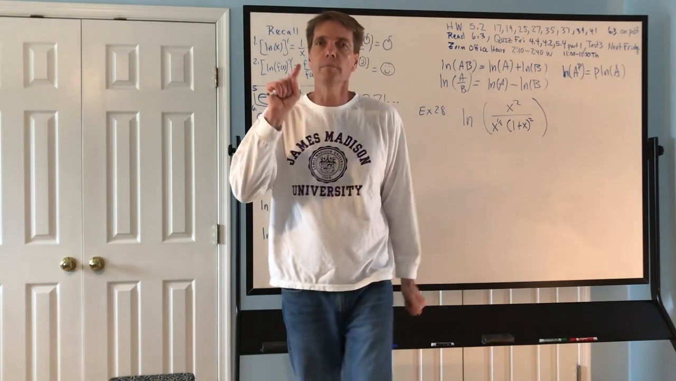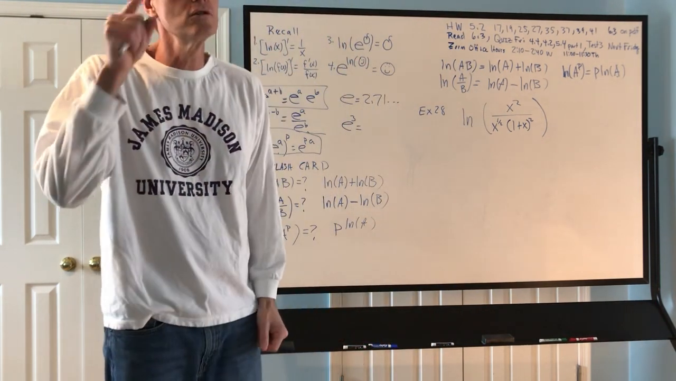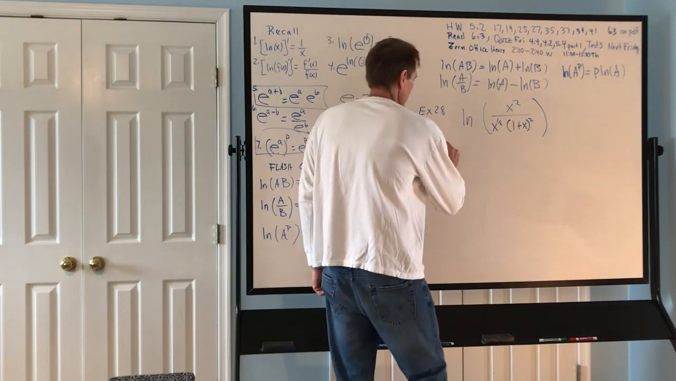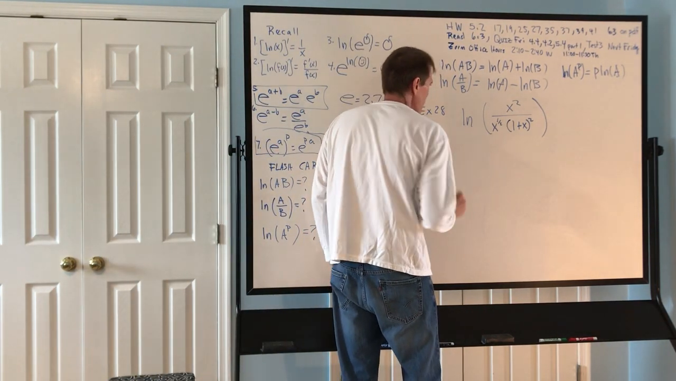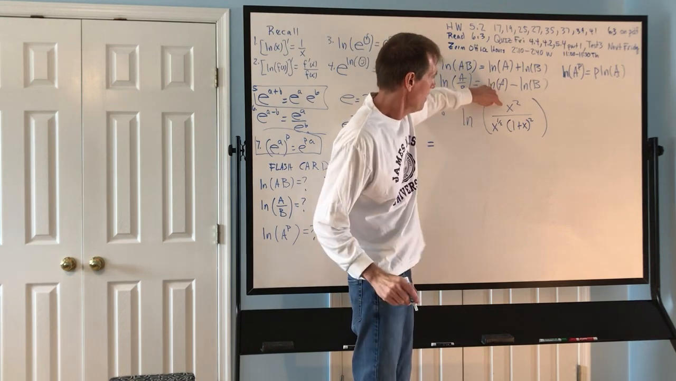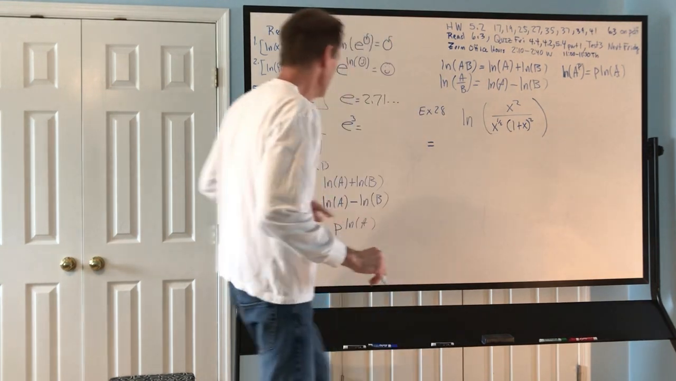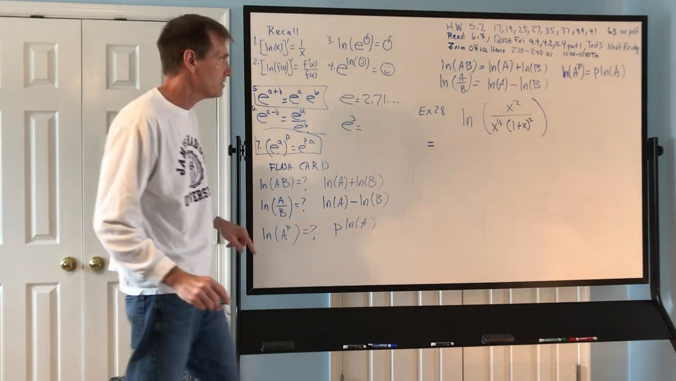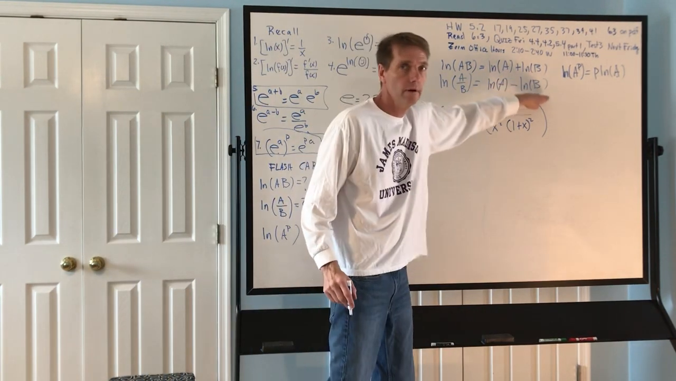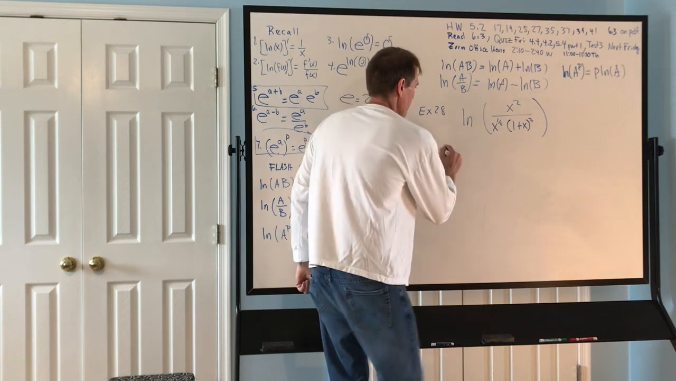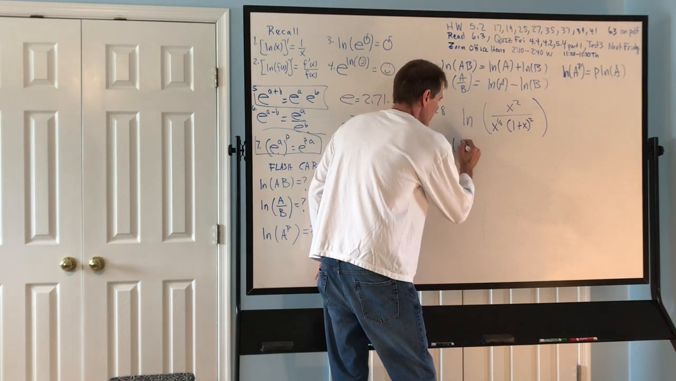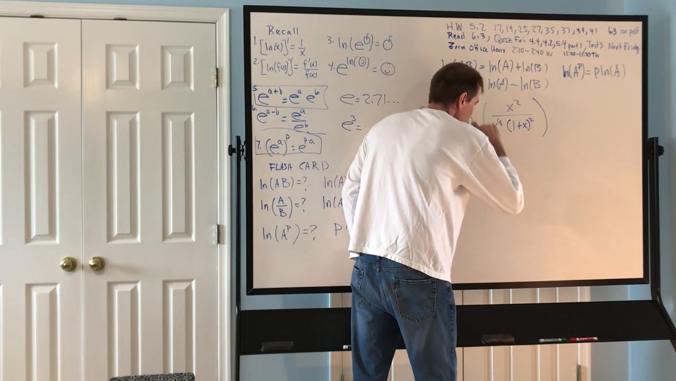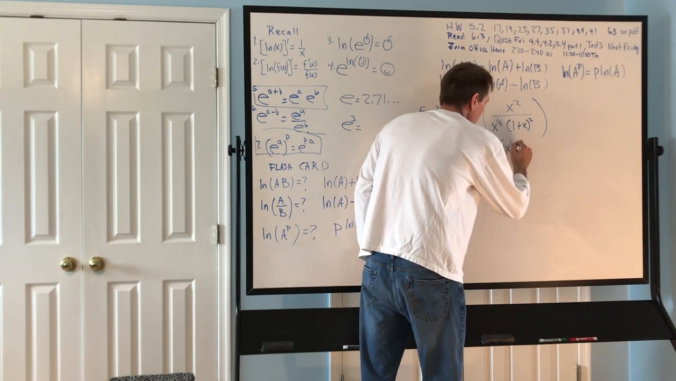And I want to show you that because it's natural log, we can use these properties to make this a lot simpler. Now, the first thing I'm going to do is I'm going to use the fact I've got this over this, and I'm going to use this property. The natural log of a over b, so this would be like my a, and this would be like my b, is the natural log of x squared minus the natural log of x to the 1/2.